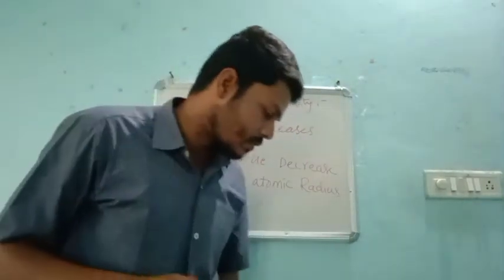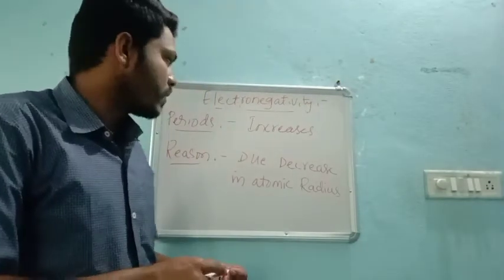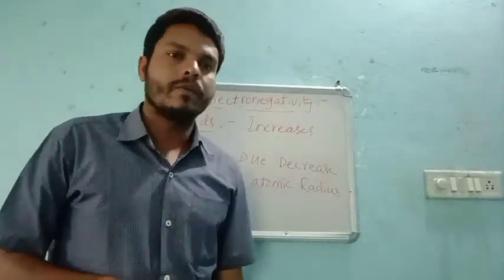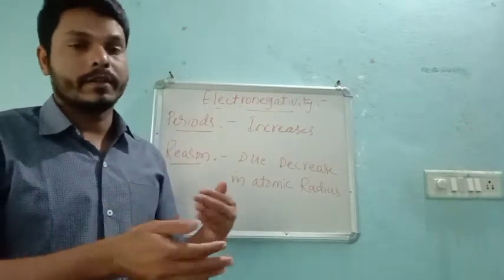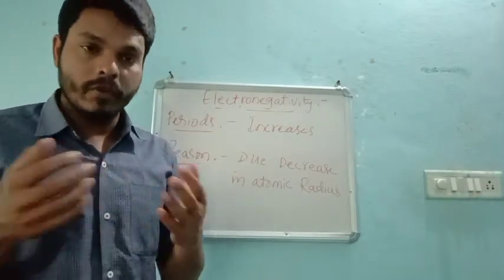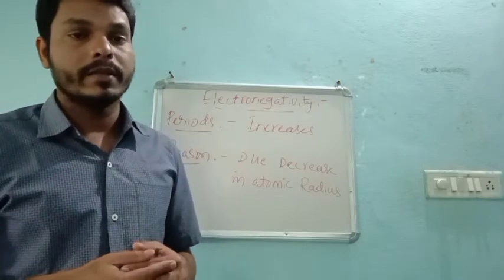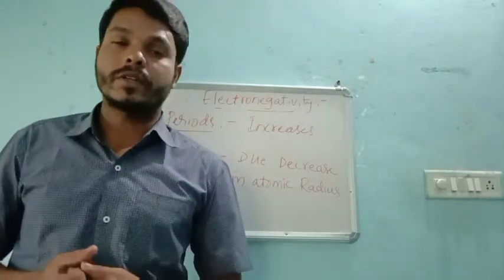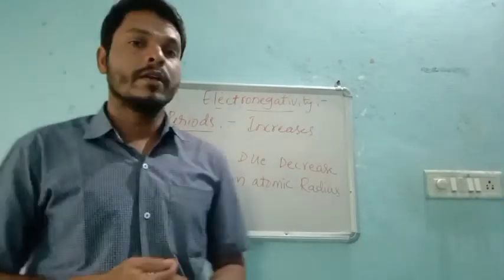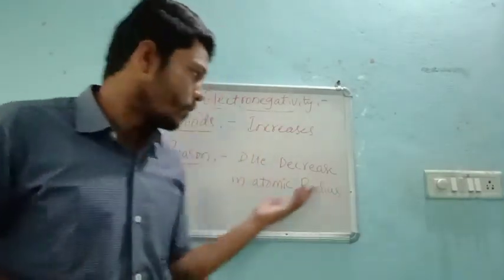So this is all for today's class. If you are not getting it, please go through it once, because these topics are interlinked. If you are able to understand the atomic radius, then you can definitely understand the later properties like ionization enthalpy or electronegativity.